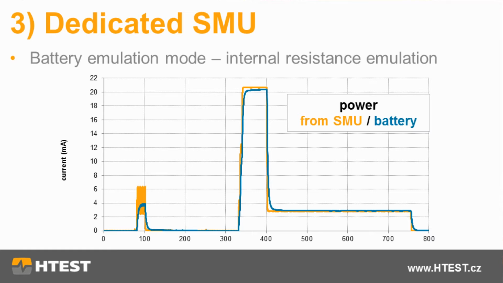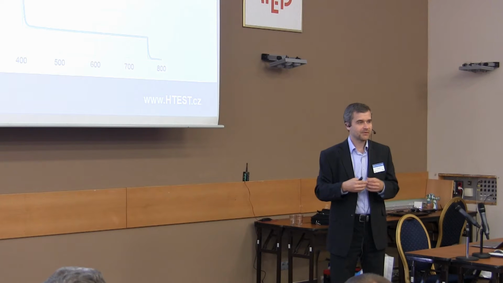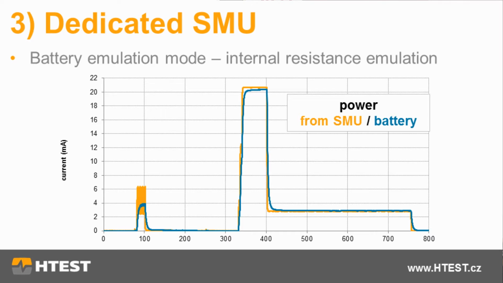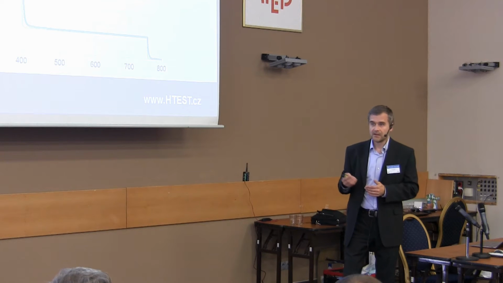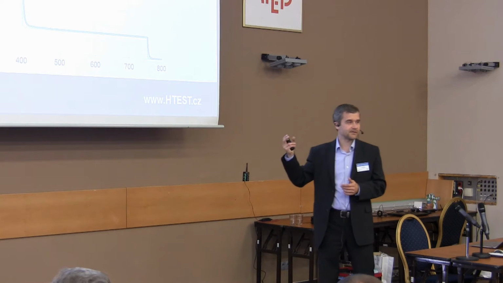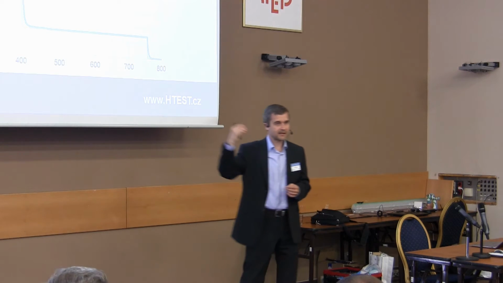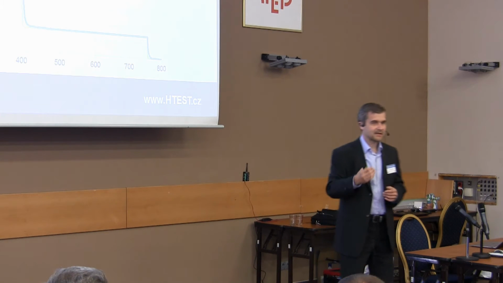The next good thing is that you can not only source the device and see how it behaves from a power supply, but you can also emulate how it will look when it's battery powered. So you can emulate the internal resistance of the battery. Here is a graph, so there is some difference: the rise time is not so steep, and the current is a little bit lower.